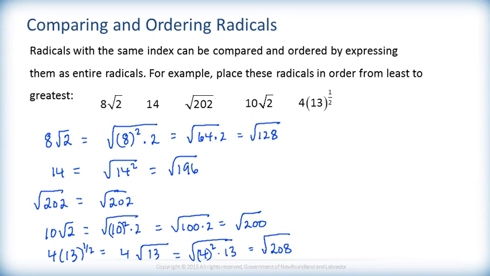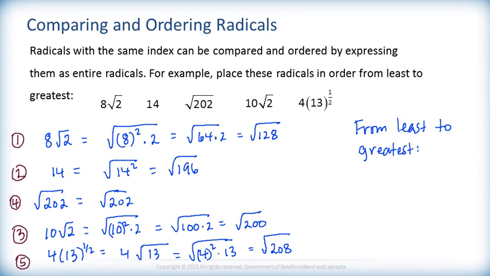So let's rank these in order of, well, from least to greatest as we're requested. So the smallest one is clearly the square root of 128, which is 8 root 2. So that's the smallest. The next smallest is the square root of 196. So that's the second one. The next smallest is the 10 root of 2, because that's only the square root of 200. Then we have the square root of 202 is next. And then finally, we have the square root of 208 would be the largest.